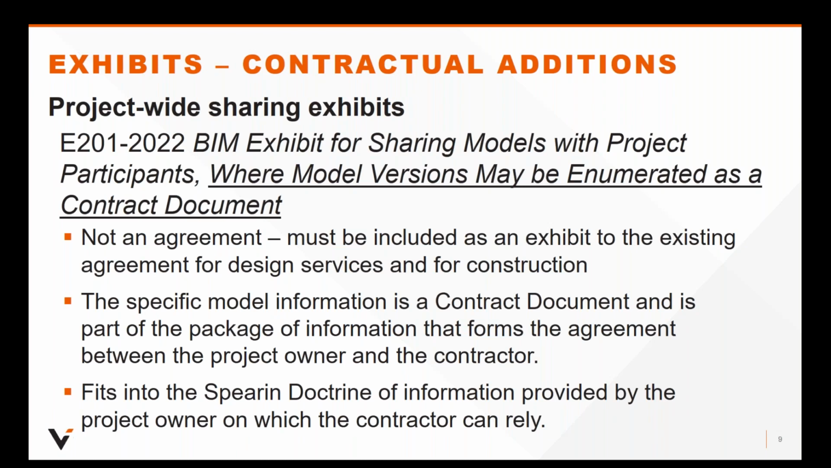Now, we'll talk about the E201 2022 edition. It is not an agreement, and it currently does not stand alone. It must be included as an exhibit to existing agreements for design services or construction. E201 is intended to be used in situations where the project participants agree that a model version, some element of a model, may be enumerated as a contract document. There is no requirement to deliver an entire model. The participants can define specific systems or assemblies to deliver as data assets for analysis or fabrication, or even the creation of a digital twin for the project owner.